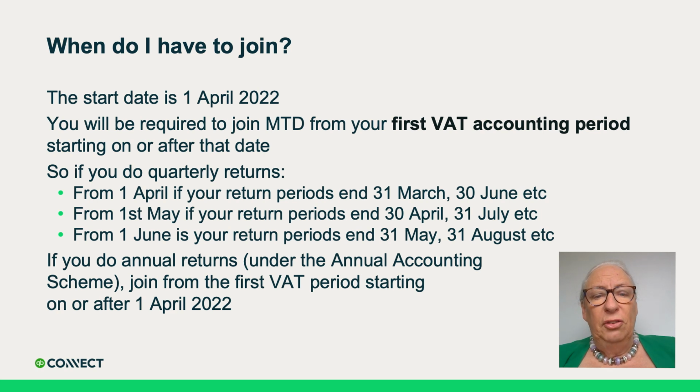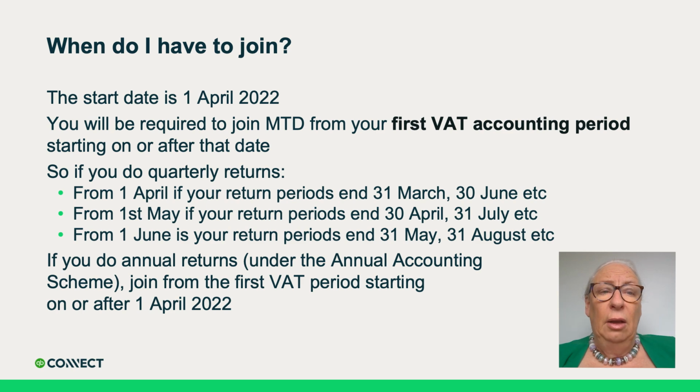If your VAT quarters end in April, then you'll come in from the 1st of May, or if they end in May, then you'll come in from the 1st of June. So it depends on what HMRC calls your stagger date, which quarters you do VAT returns for, and it's the first quarter on or after the 1st of April 22.